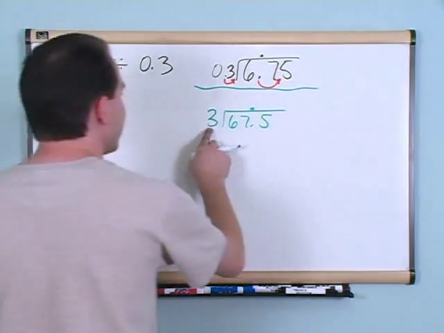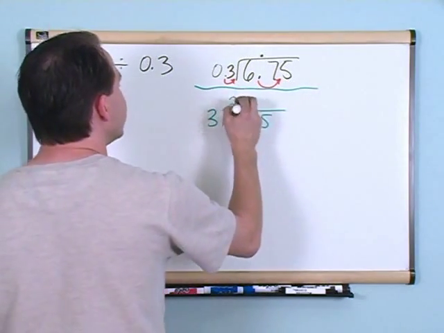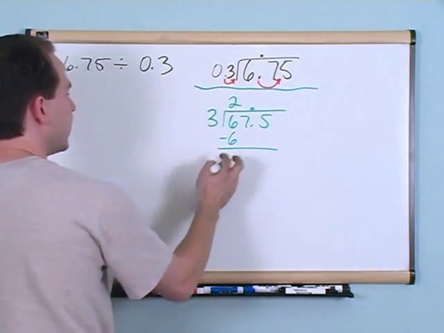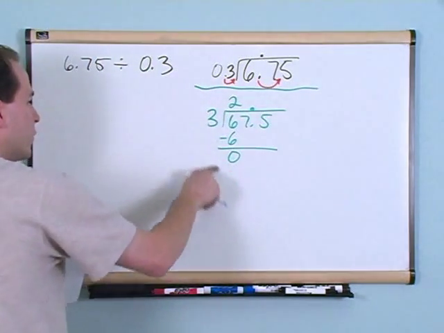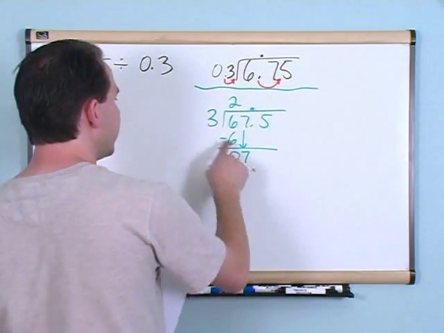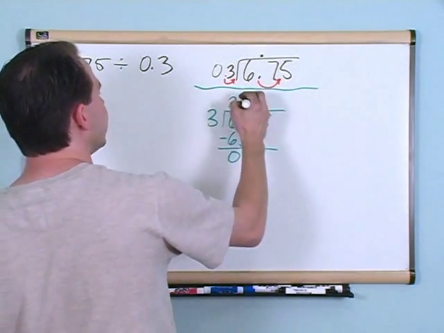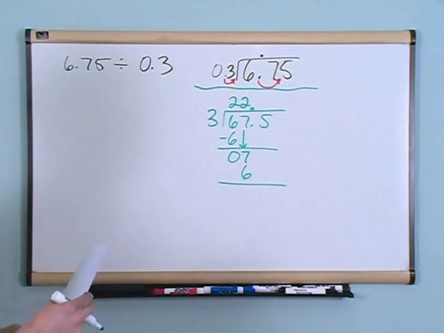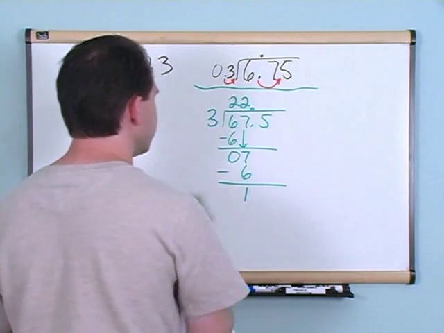Okay, how many times will 3 go into 6? Let it go 2 times. 3 times 2 gives me 6, so I subtract. I'm going to get a 0. Can 3 go into 0? Well, no, it can't, so I drag my 7 down. Can 3 go into 7? Yes, it can. 2 times. 2 times 3 gives me 6. Okay? And again, I subtract and I get a 1.